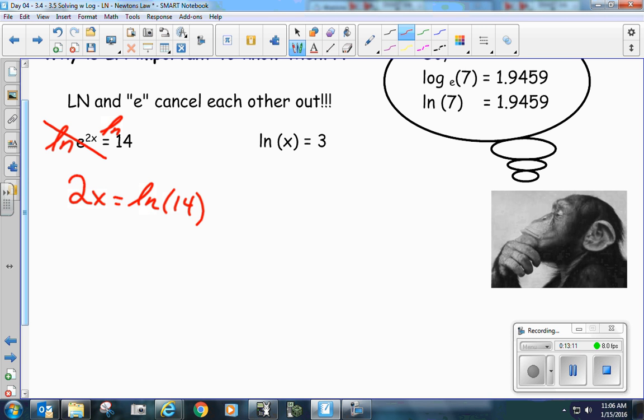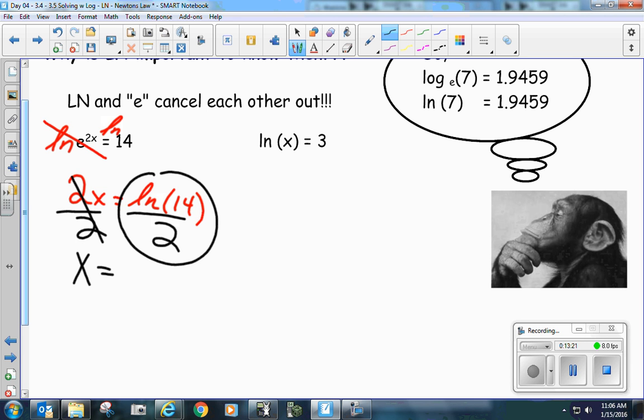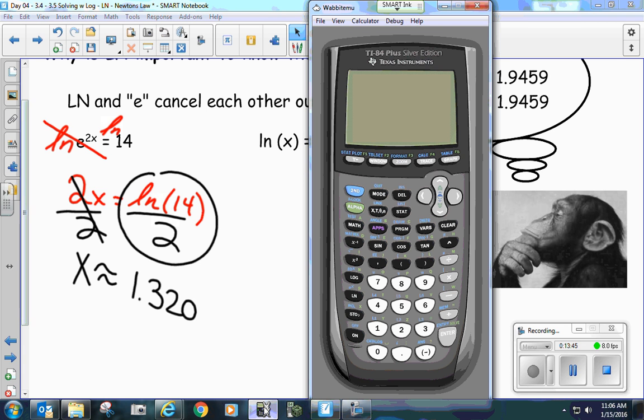So what do I do with the x alone here? I just divide by 2. So x equals, and you put this in the calculator just like that. Now, give that to me 3 decimal places. And if I'm going to have to round, I don't want to say it's equal, I say it's approximately. What is the ln of 14 divided by 2? Is it 1.320 if I round? It is 1.31916, something or another.